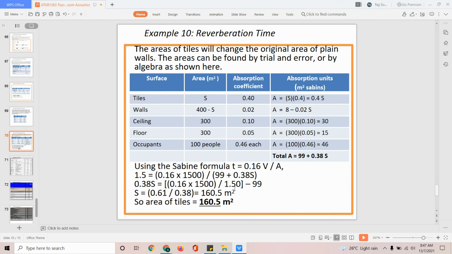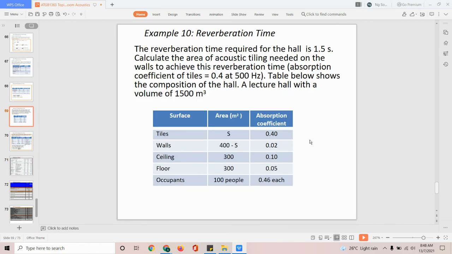From there on, you just need to move them around. Like here, you move it to here, and then you move this 1.5 to the other side of the equation, and then you'll be able to solve this equation. So based off that, you get that the area required for your tiles is 160.5 meters squared. So out of the 400 area, the S is actually 160.5 meters squared. Okay, so not that hard.